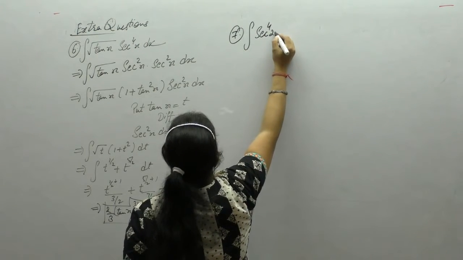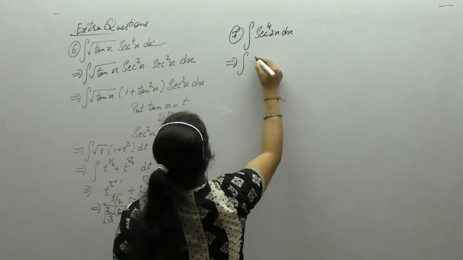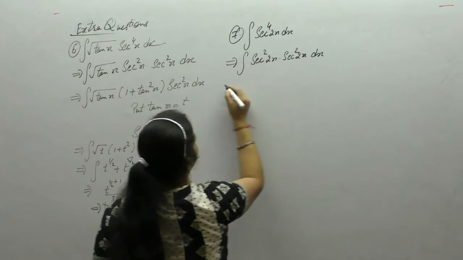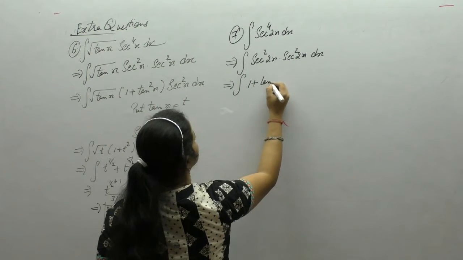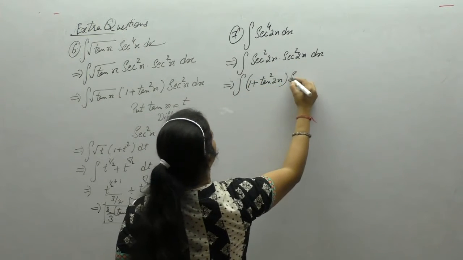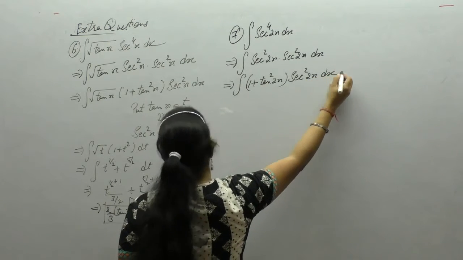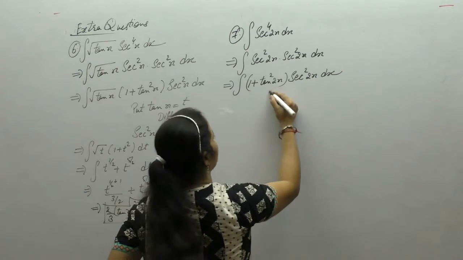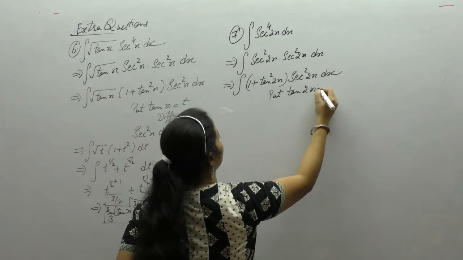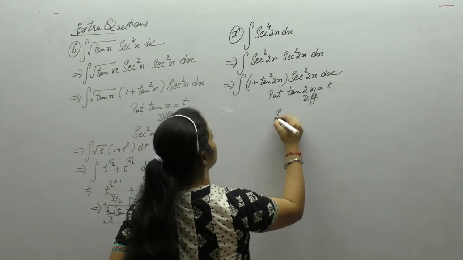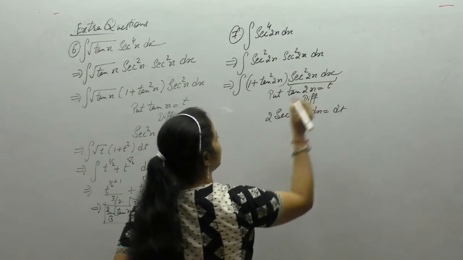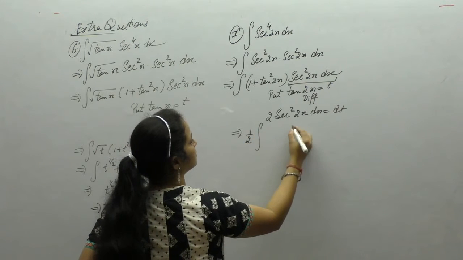Next is sec power 4 of 2x dx. Again write sec 4 as sec square into sec square. In place of one sec square, use the identity 1 plus tan square. After that, put tan 2x as t. Derivative of tan is sec square, and derivative of 2x is 2. Sec square 2x dx as dt upon 2.